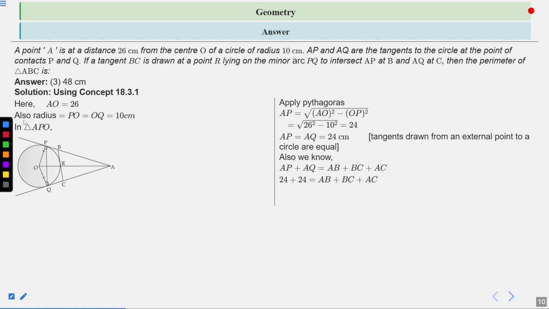So 24 plus 24 is the perimeter of the triangle ABC, so it will become AB plus BC plus AC. Now we can say that the perimeter of the triangle ABC will become 48 centimeter, because 24 plus 24 becomes 48. So the third one is the correct answer of this question. Next one.